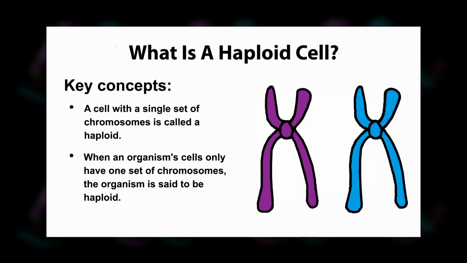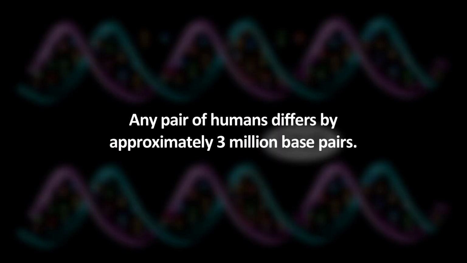To put the 0.1% genetic diversity estimate into perspective, it is useful to remember that humans have approximately 3 billion base pairs in a haploid cell. Thus, any pair of humans differs by approximately 3 million base pairs in total. These differences contain much useful information about the evolutionary history of our species.